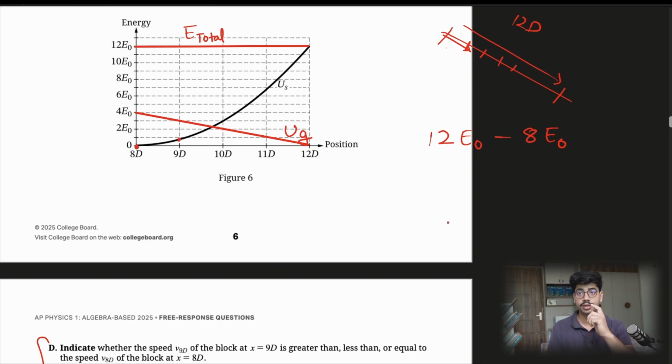The whole system has total energy conserved again, so we are going to apply that at this point. We do not have any spring potential energy; you have only gravitational potential energy. So this 8 E naught, sorry, 8 E naught is the kinetic energy at this point, and accordingly you will get some velocity. Okay, so remember it: at 8D the kinetic energy expression will be 8 E naught.